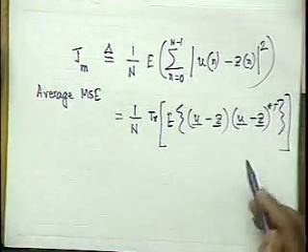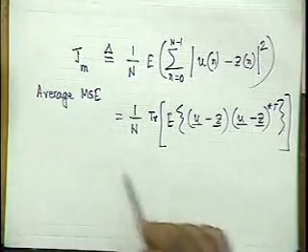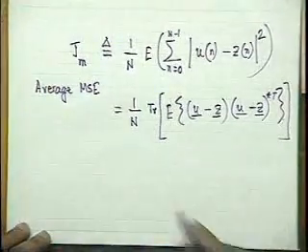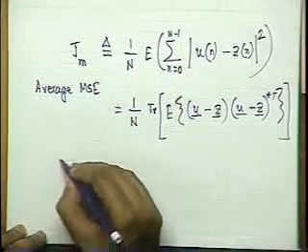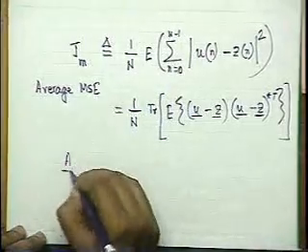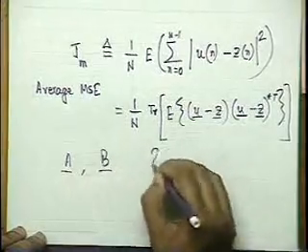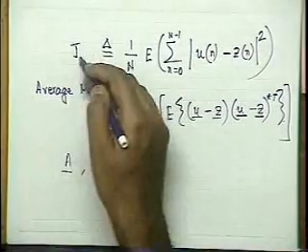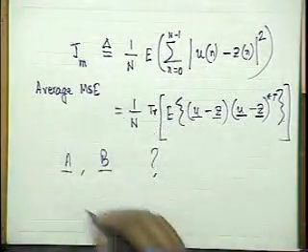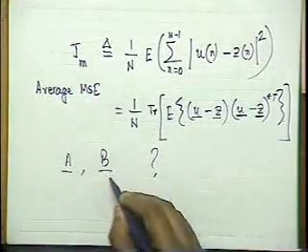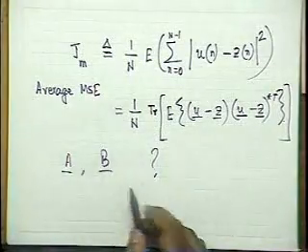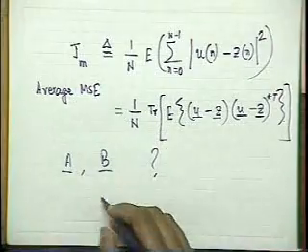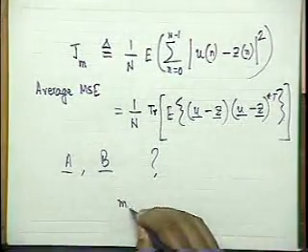Okay, the trace of this matrix gives the average mean square error. The problem is that we have to design the transformation matrices A and B, which result in the minimum value of Jm. So how do we design the A and B matrices by minimizing Jm? Mind you, this Jm is to be minimized for every value of m.